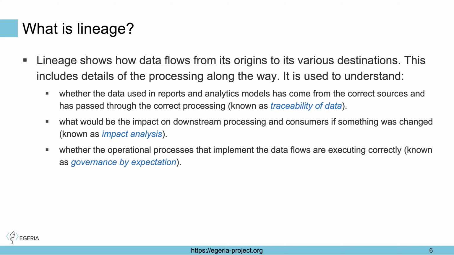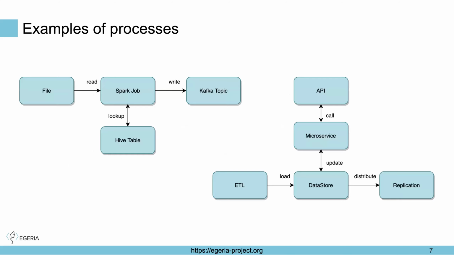So what do we mean by a process? There are so many different types of technology nowadays, and so we need to be able to cover that wide variety of technology. So here we've got a Spark job, and it's reading a file, looking something up in a Hive table, and writing to a Kafka topic. So there are four types of technology involved in that, just in that Spark job.